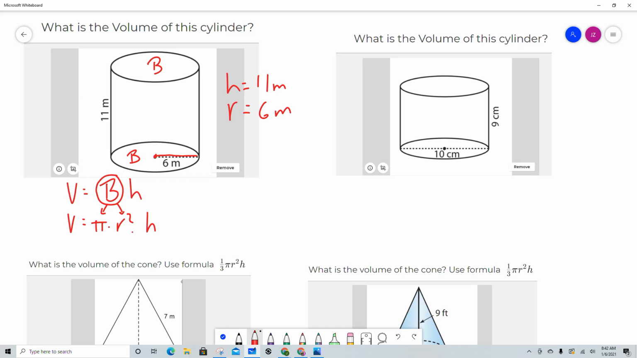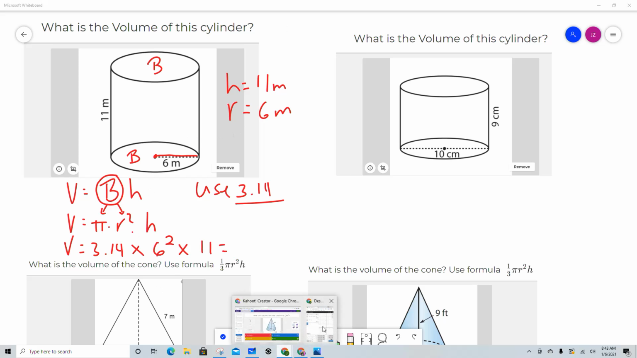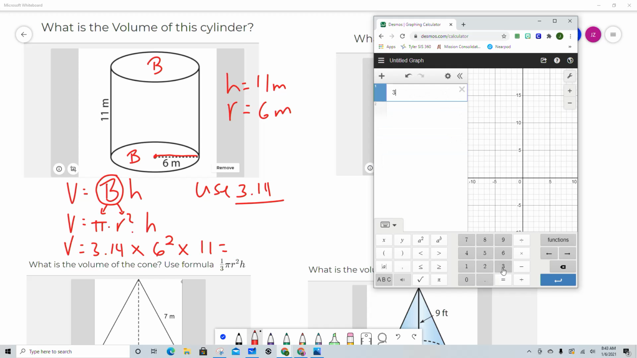Okay, the next thing we do is we just substitute into the formula, and we're going to use the approximation for pi, which is 3.14. So to find volume, it's 3.14 times the radius squared times the height of the cylinder. Okay, so we're going to go ahead and multiply those values using our calculator. So it's pi times 6 squared times 11. And the answer for this one is 1,243.